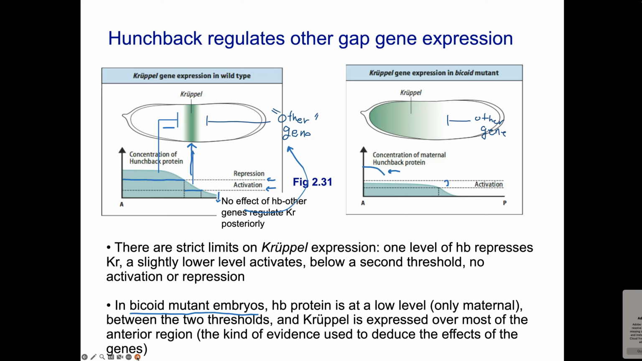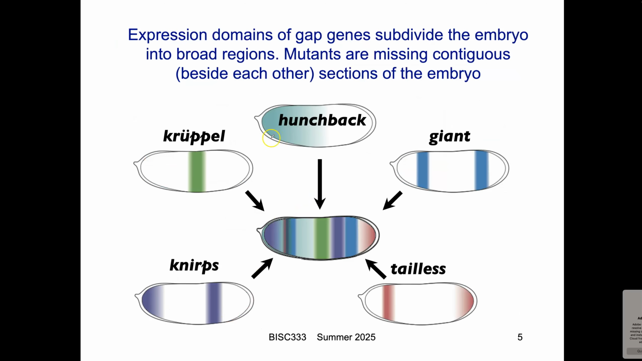Okay, I had forgotten about this animation, but so at this point, when you've got below this threshold, hunchback doesn't have any effect. It's the other genes that are taking care of the posterior end of the regulation. And so if you look at all, these are the gap genes: hunchback, which we've talked about, Kruppel, which we've talked about, and these other ones, which I've just briefly mentioned.